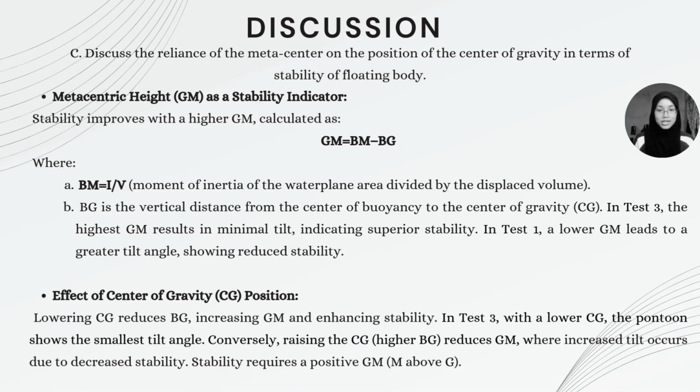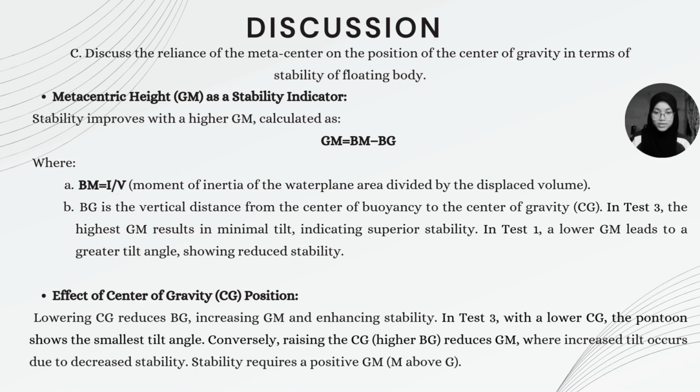Next, discuss the reliance of the metacenter on the position of the center of gravity in terms of stability of a floating body. Metacentric height, which is Gm, is a stability indicator. Stability improves with higher Gm. Calculate as Gm equals BM minus BG. BG is the vertical distance from the center of buoyancy to the center of gravity. In test 3, we know that the highest Gm results in minimal tilt, indicating superior stability. In test 1, a lower Gm leads to a greater tilt angle, showing reduced stability.